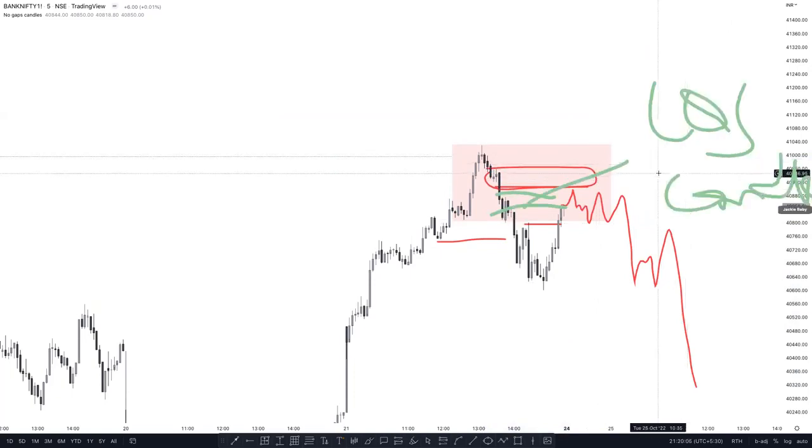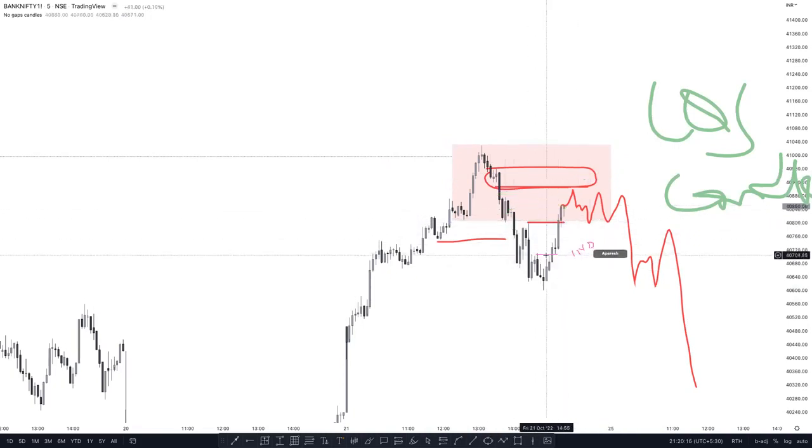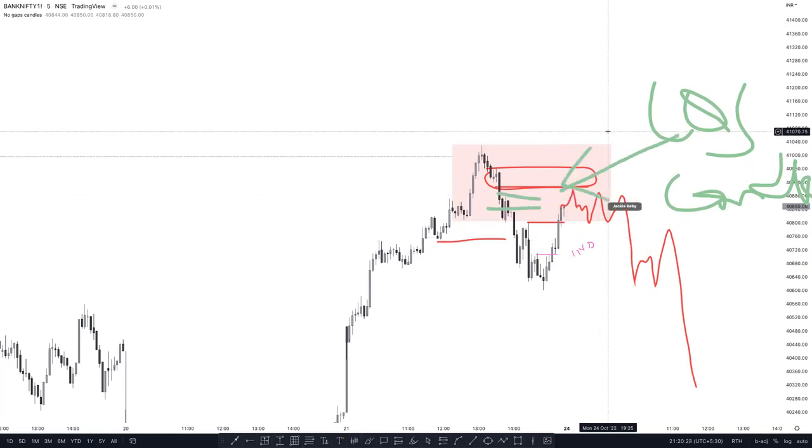Change of character, liquidity sweep. Yes, this one is our inducement, exactly. But this is our minor inducement. The major inducement is here. Minor means a small inducement within a major inducement. Correct? You can understand it like this.